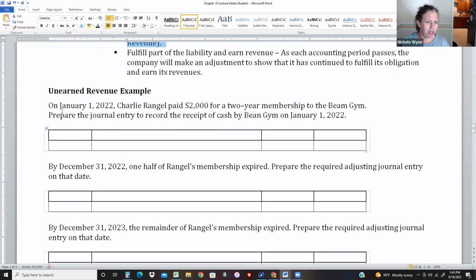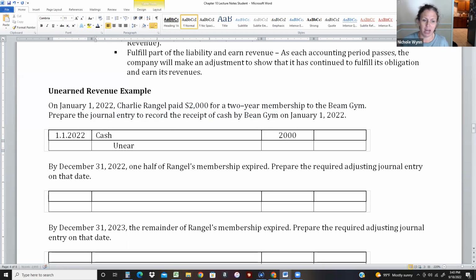So let's do an example. January 1, Charlie Rangel paid $2,000 for a 2-year membership to the Beam Gym. All right, I don't know any gym that makes you pay 2 years in advance, but whatever, right? So Charlie, the customer, is going to give the business $2,000, and we're going to do the journal entry for the business. And so on 1/1 of 2022, the Beam Gym is going to receive cash of $2,000.